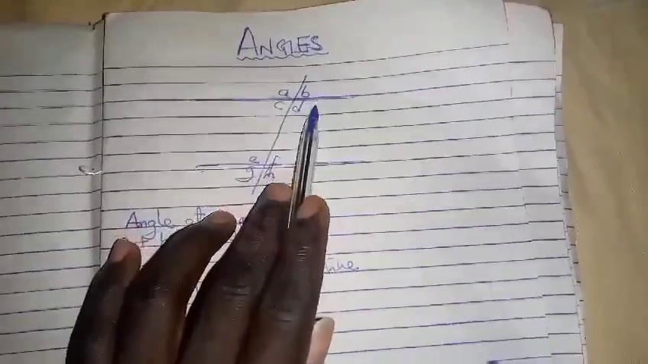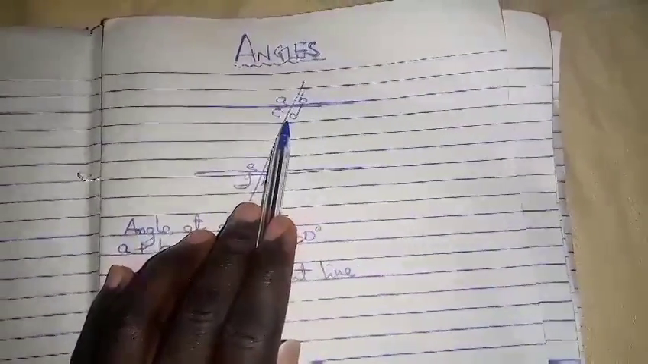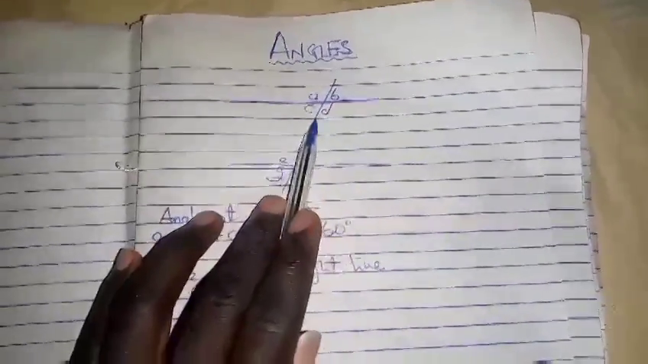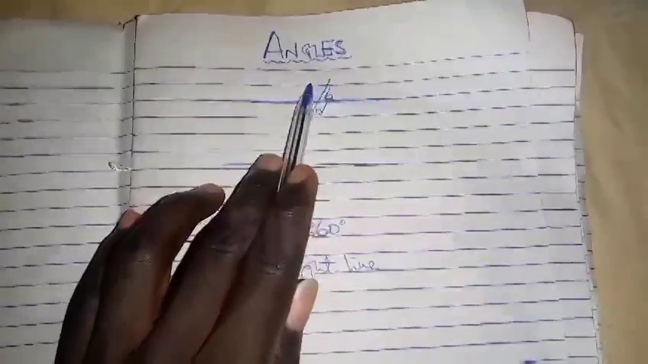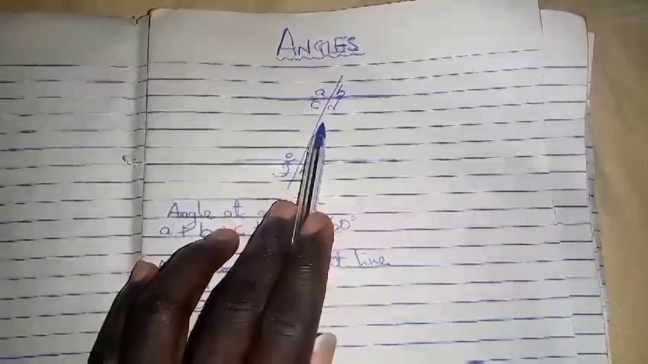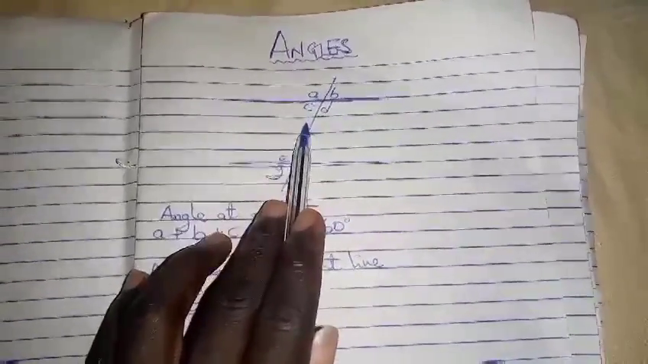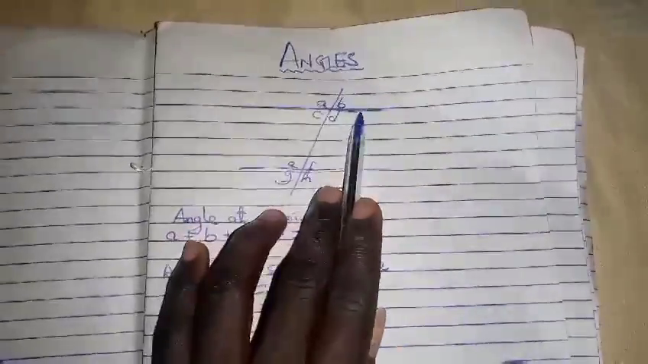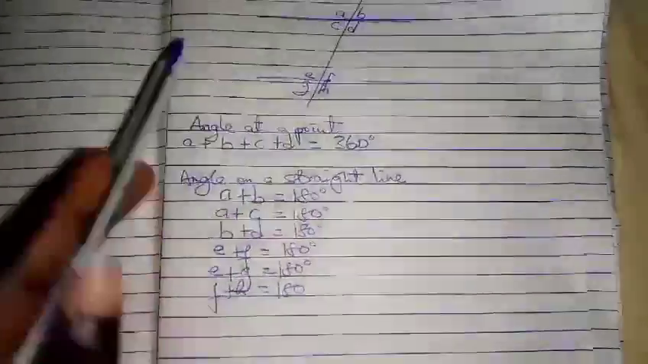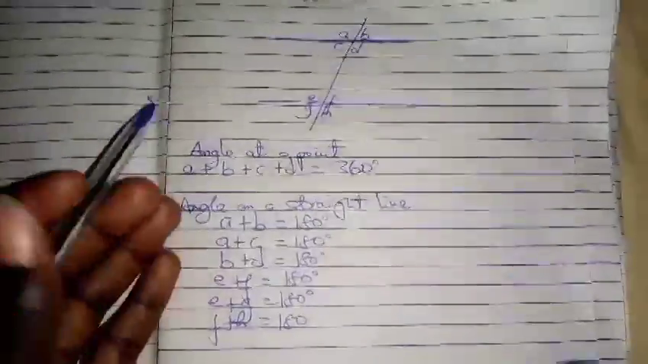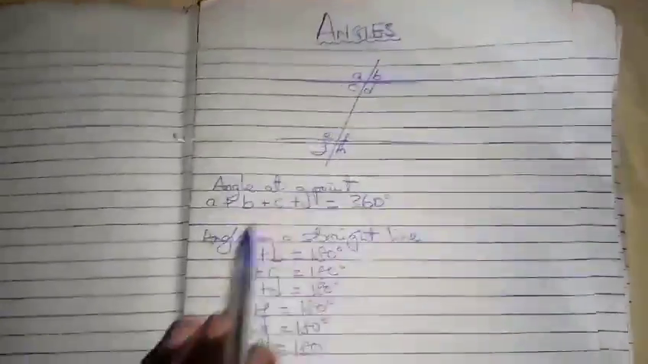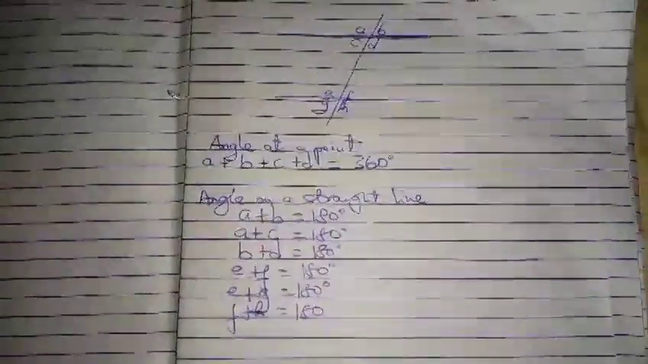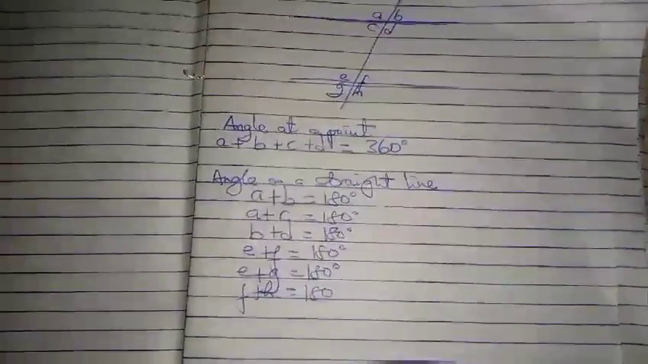If you draw a semicircle here from the top to the bottom, and then from here to this side is also another 180. Bottom here, C plus D is 180, and then A plus B is also 180. That is how it has been illustrated here. So that's how we work with angle at a point and angle on a straight line. We are going to look at some past questions and further examples.